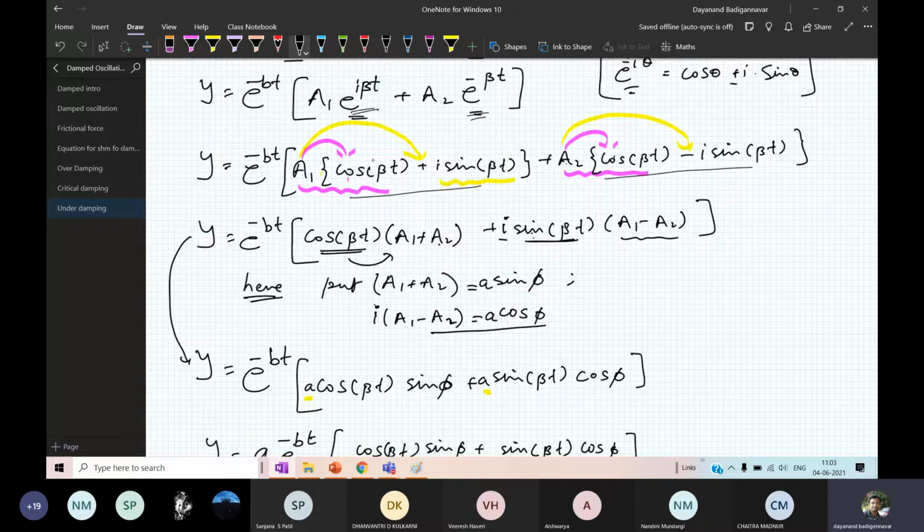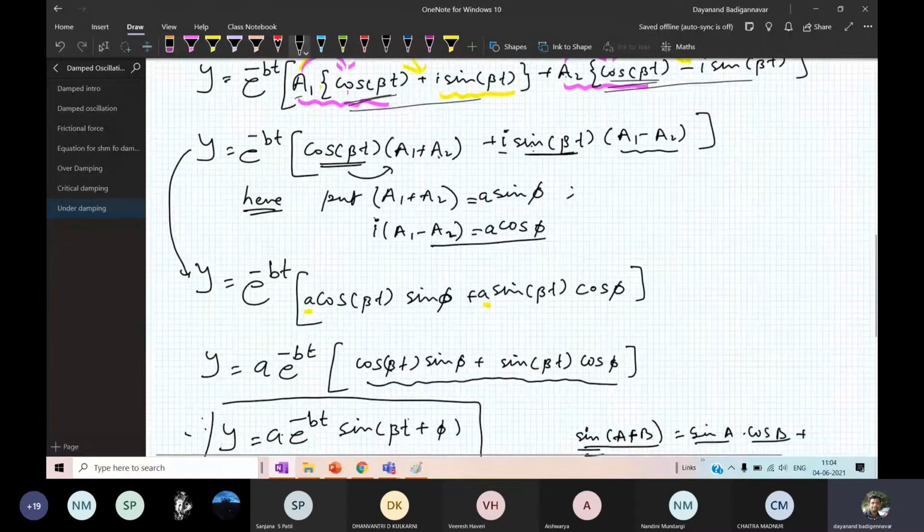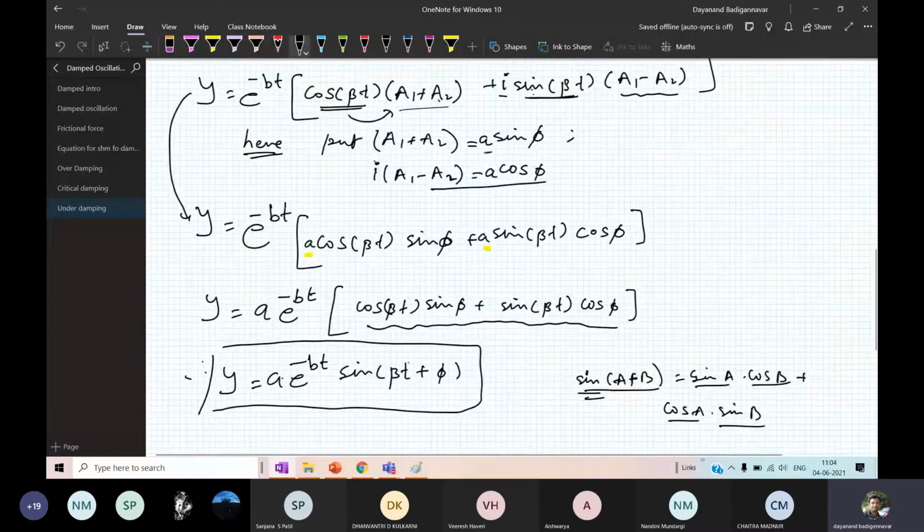After that, you rearrange it. If I take a1 and a2 inside the flower bracket, it is a1 cos beta t, a2 cos beta t. I have taken cos beta t as common, therefore I get cos beta t into a1 plus a2. Second term, similarly, a1 into i sine beta t, a2 into i sine beta t, with a minus sign. Here i sine beta t is common, therefore it is i sine beta t into a1 minus a2. So I substitute a1 plus a2 as a sine phi, and similarly i into a1 minus a2 as a cos phi.